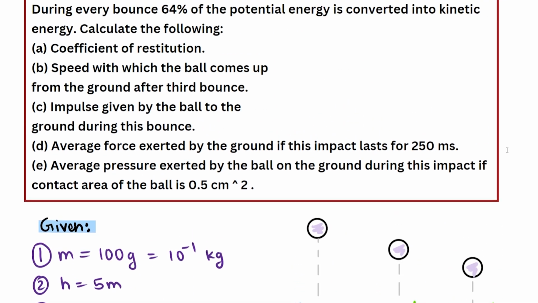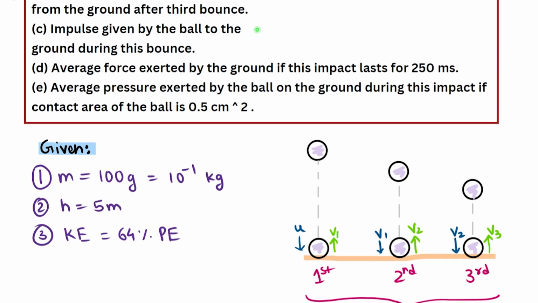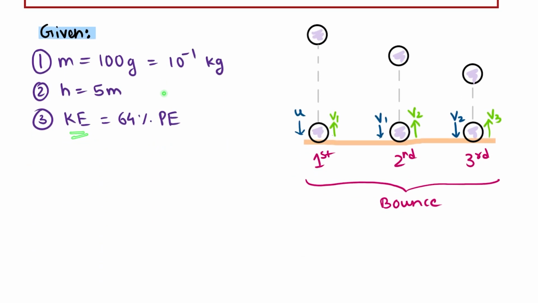And the third given data is a statement. As per the statement, the energy after the collision or after the bounce is 64% of the energy before it. So kinetic energy is 64% of the potential energy.